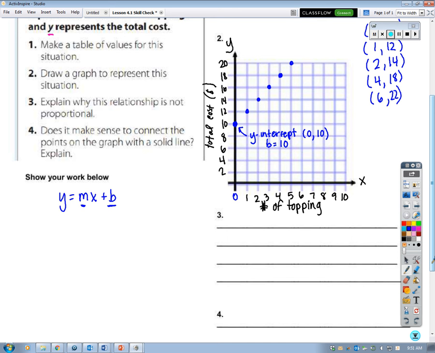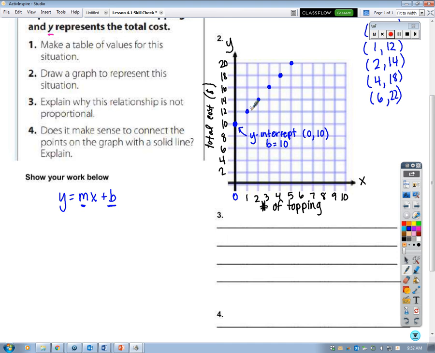Yeah, exactly, because it doesn't start at 0. So what that means is that even though, how many of you guys are like, well, it's a straight line, it should be proportional? That's a common error. What a lot of people did is, you guys said, well, it's a straight line, so it should be proportional. But a straight line and a proportional relationship are not the same thing.